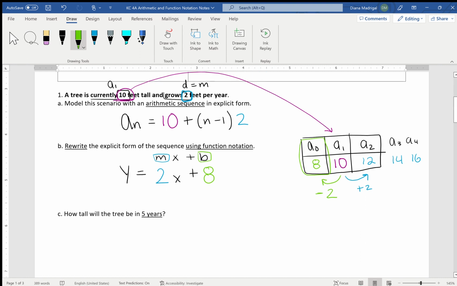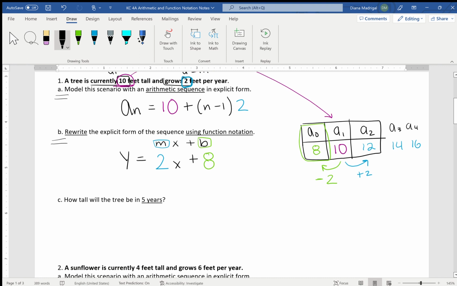For the next question, it says, how tall will the tree be in 5 years? You have two options. You wrote two equations, in option A or option B. You can use both of the equations. It's up to you which one you want to use. You don't have to use both. You can pick one. I'm going to show you how to use both of them and then how to get the same answer, okay?